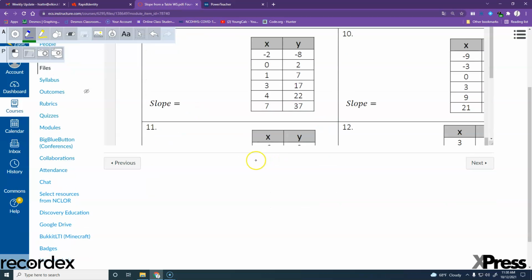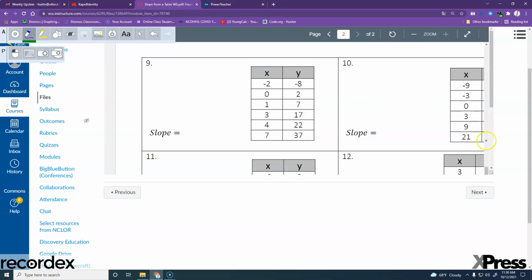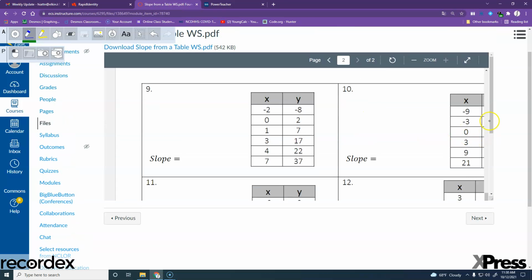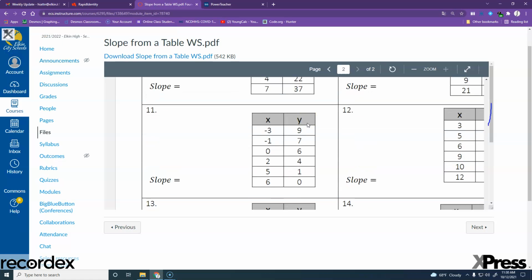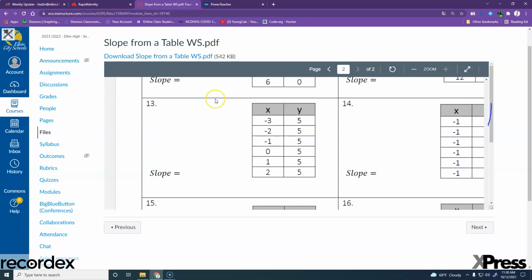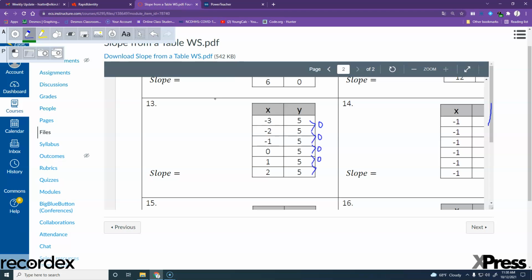Okay, let's look at one more here. Why is it not letting me scroll? Oh, because I've not clicked the right thing. All right, let's look at 13. Oh, 13, weird. From 5 to 5, you went up 0, right? All of these are 0. On the right-hand side, what are we going up by each time? 1.